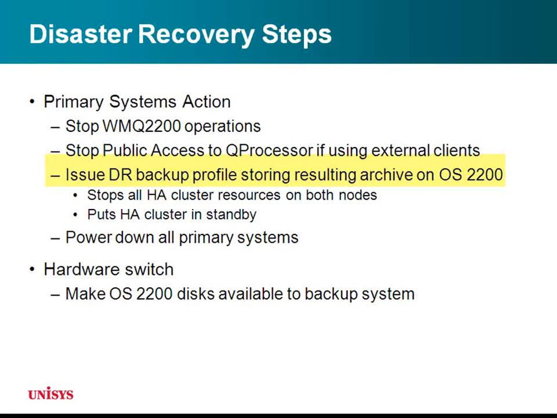This will gather the latest changes you have made to either the cluster definitions or the important files, the MQSINI and others on the primary systems. After the backup is run, it will stop all HA cluster resources on both nodes and put the HA cluster in standby. At this point, once all the resources are quiesced, you can power down all the primary systems. The next step is to make your 2200 disks available to the backup system.